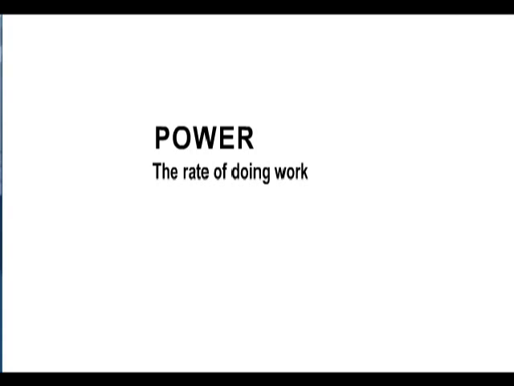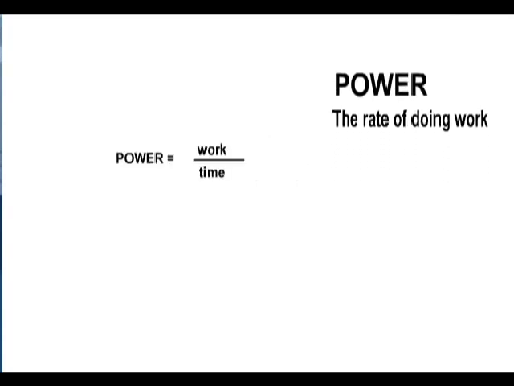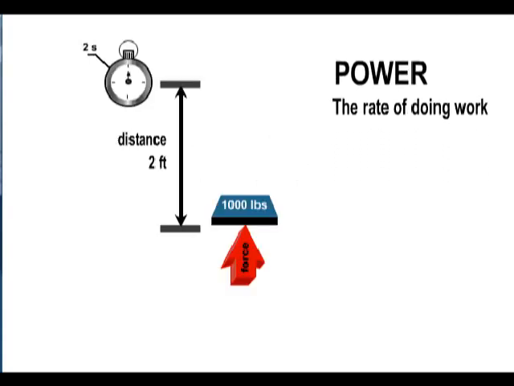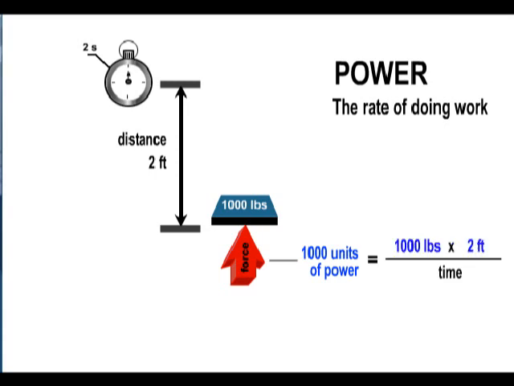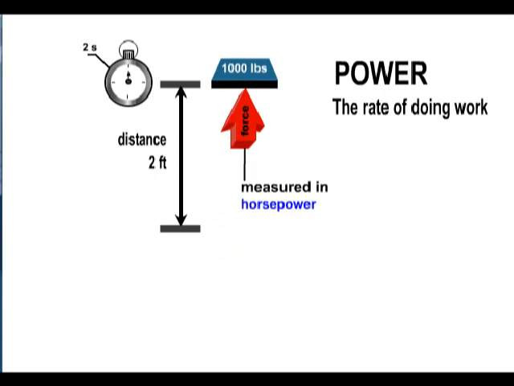Power may be defined as the rate of doing work, or work over time in seconds. If we lift 1,000 pounds 2 feet in 2 seconds, we have accomplished 1,000 units of power, or 1,000 times 2 divided by 2 seconds. To give us relative meaning for measuring power, we must convert this to horsepower, which is a unit of measuring energy.